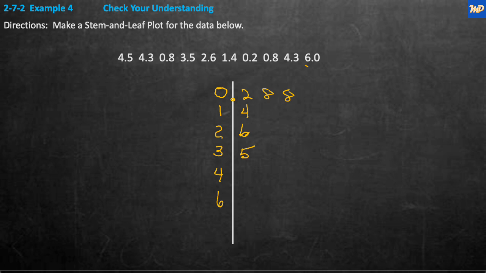How about the 4s? 4.5, 4.3, 4.3. So we have two 3s and a 5: 4.3, 4.3, and a 4.5. Three values, just like the 0 stem up here. And there are no 5s, so we left it out. And then we have a 6. Oops, sorry, I'm getting carried away with my writing. Oh, still the eraser.